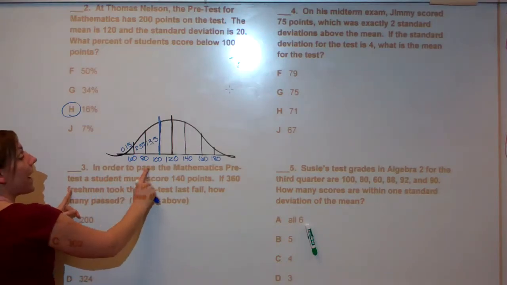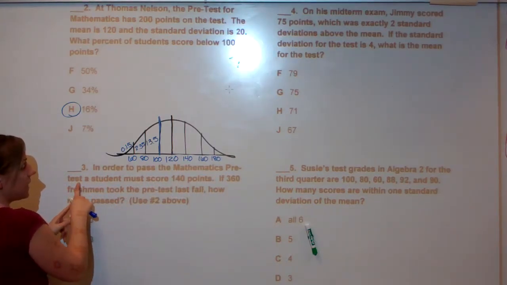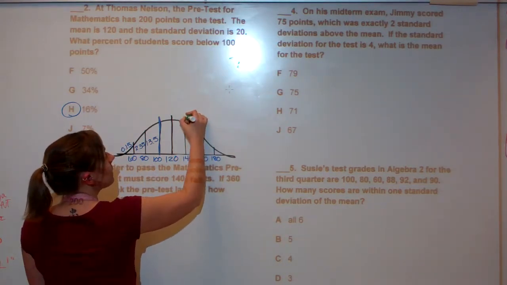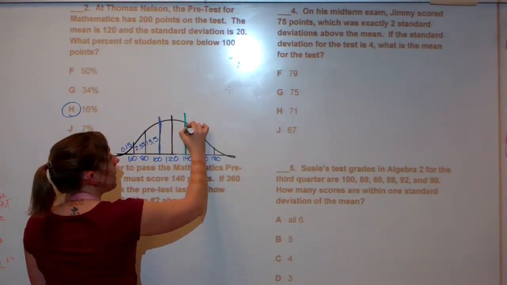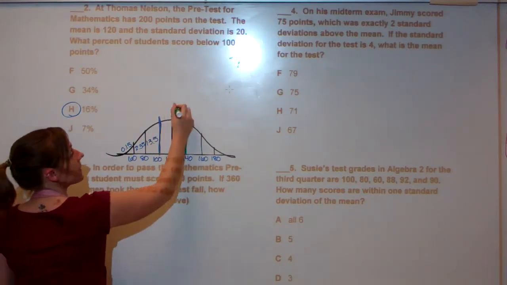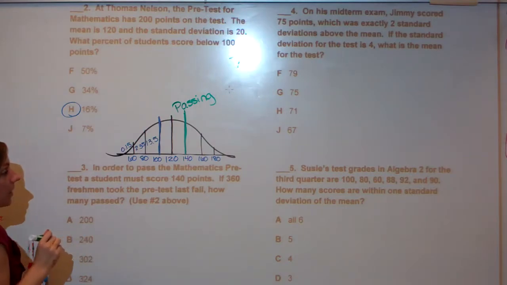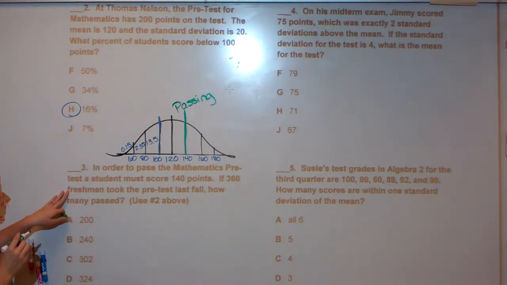Alright? In order to pass the mathematics pretest, a student must score 140 points. So that is right here. It's one standard deviation above. Okay, so that's passing. Alright, if 360 freshmen took the pretest last fall, how many passed?